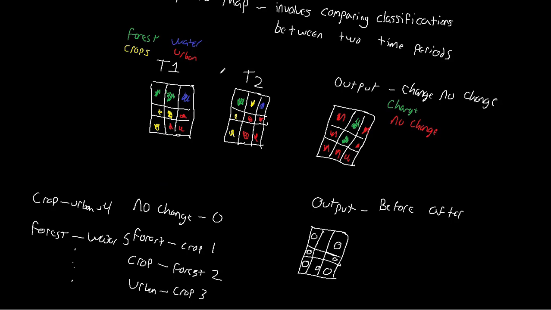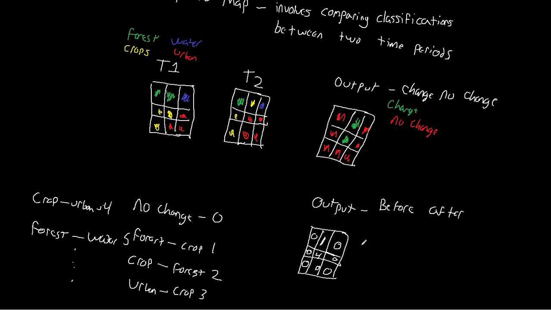So we look here and we compare to here. Going from here to here, we see that we went from forest to crop. So now we look down here and we say, okay, forest to crop, we give this a value of 1. We look here, we see we went from crop to urban. So we look at our list: urban to crop, no. Crop to urban, yep. So we're going to give this a 4.